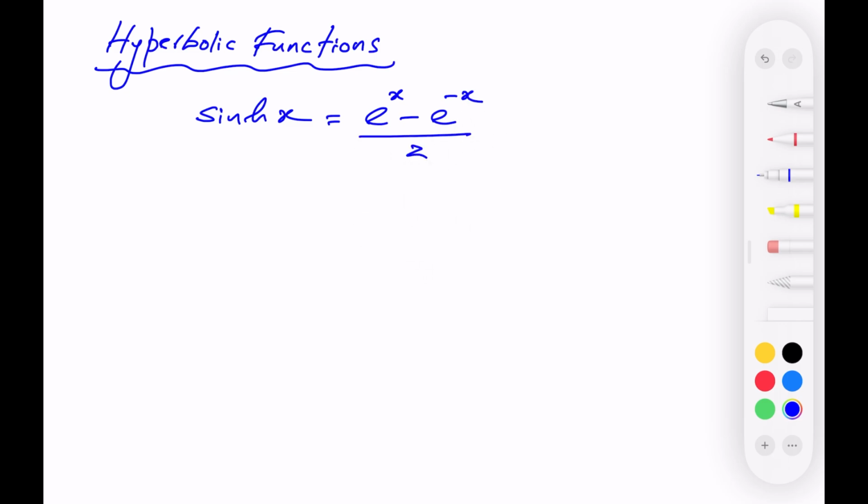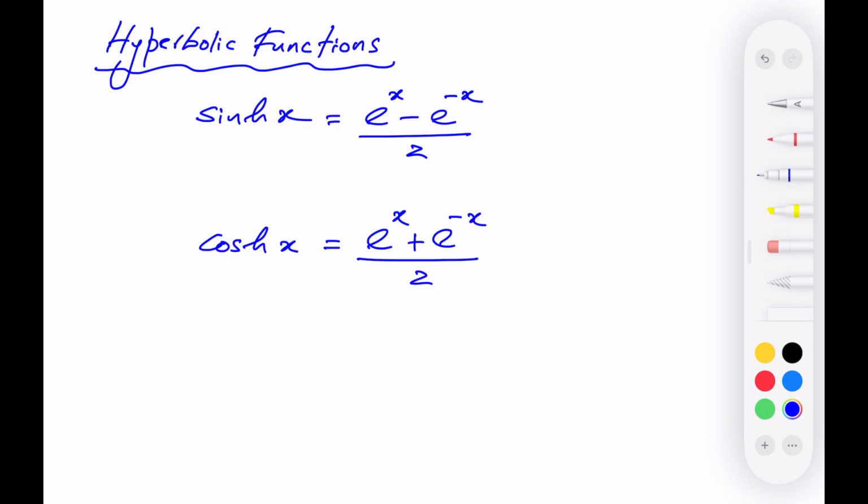The second hyperbolic function is hyperbolic cosine x, which you write as cosh x. This is also read as cosh x. The definition of the hyperbolic cosine function is e to the x plus e to the minus x, all of that divided by 2.